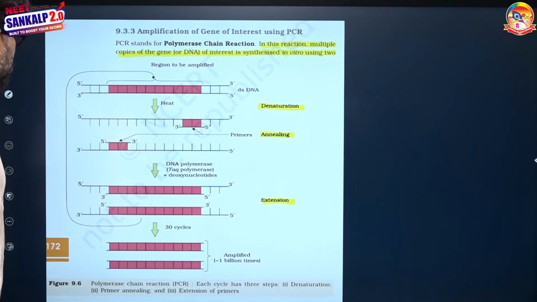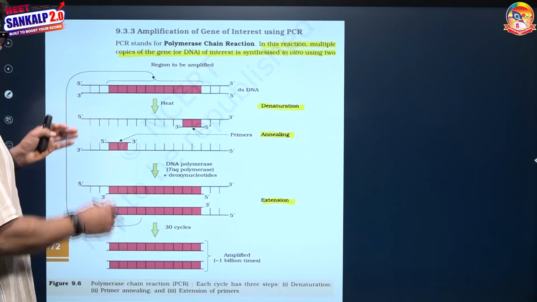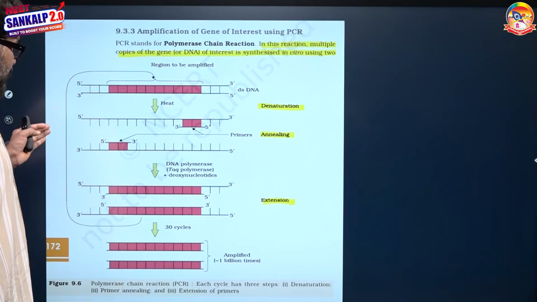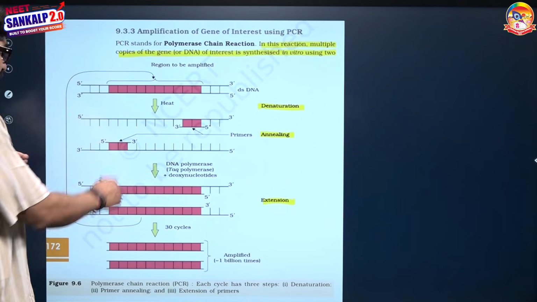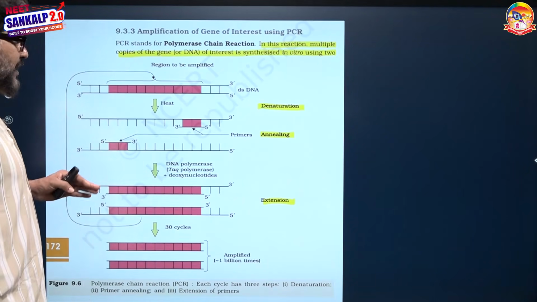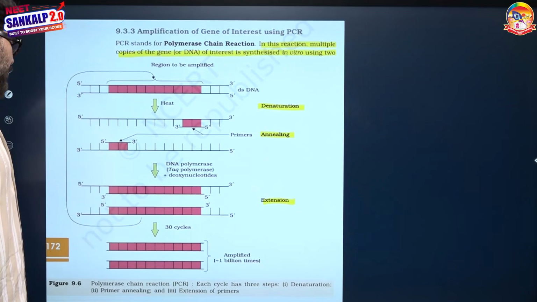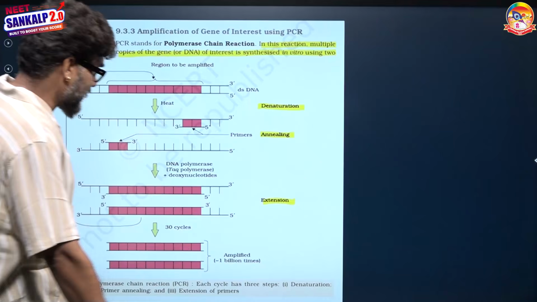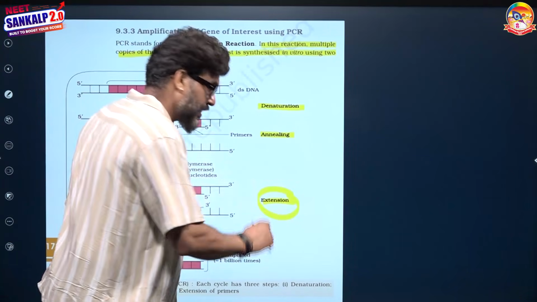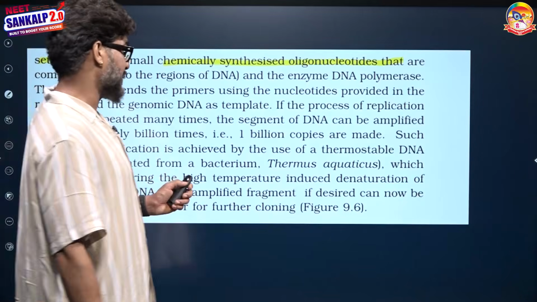3 basic steps. In the denaturation step, both of the strands will separate by the heat. In annealing, primer will add at the corresponding ends. And in extension, primer will further polymerize deoxyribonucleotides. So in this extension stage, there is the use of DNA polymerase enzyme.